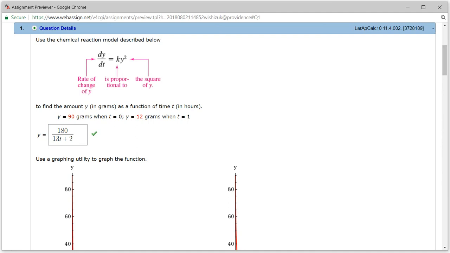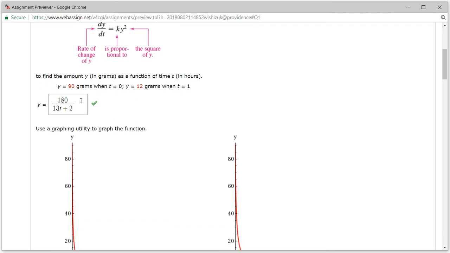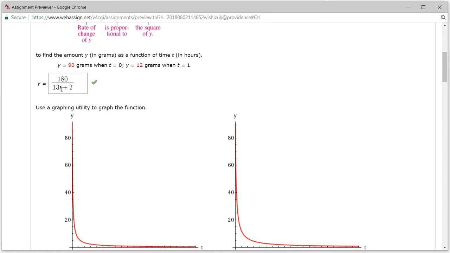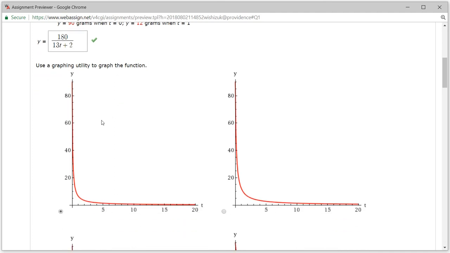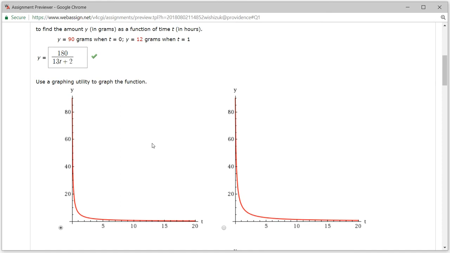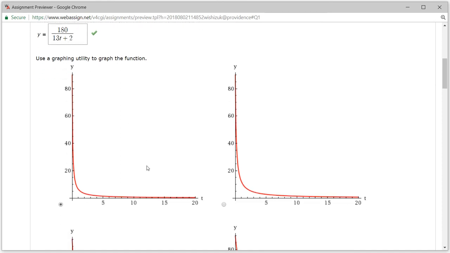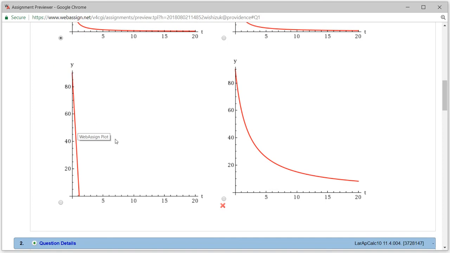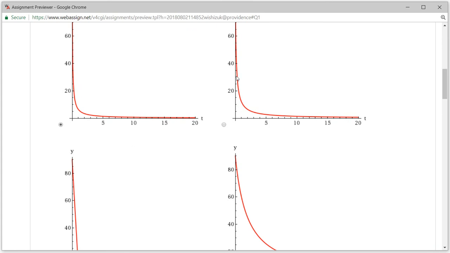Now look for the correct picture here. So we have this function. Let's check the y-intercept. I'm going to plug in t equals 0. So we get 180 over 2, so it's going to be 90. It looks like the first one hits around 90, and the second one does, and actually all of them do. But the t-intercept isn't going to be there, so definitely not the third one because it doesn't hit the t-axis. So it's going to be among those three.